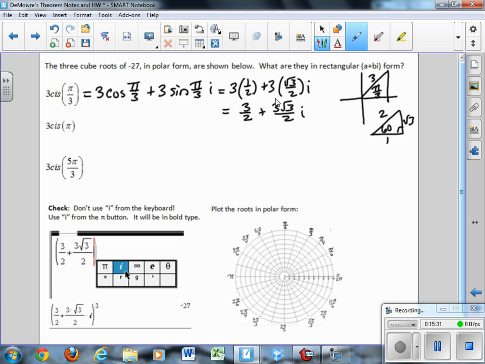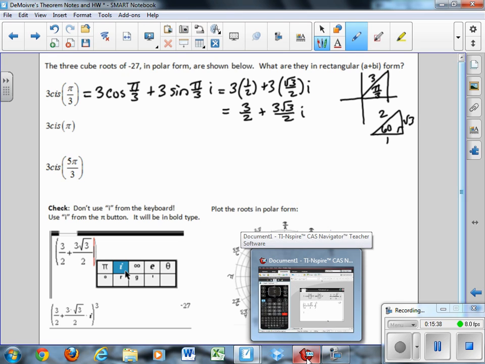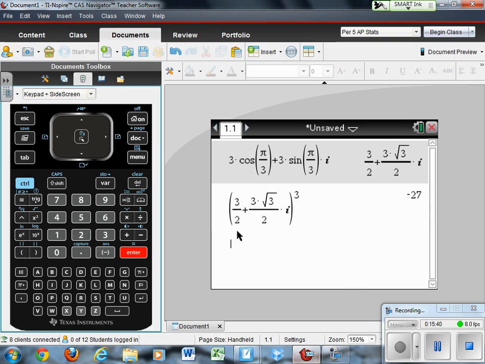Is it okay if I switch to calculator? Don't know if everybody's done writing. Okay, let me clear this off so that we can start fresh.